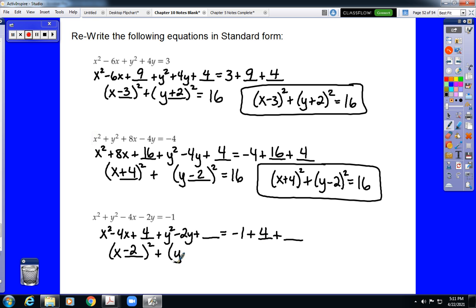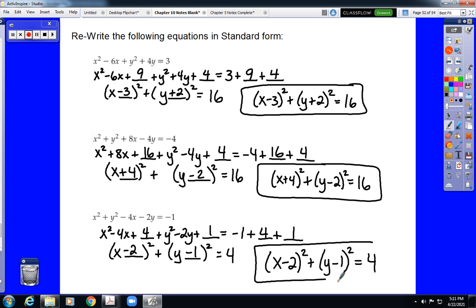Plus y. Negative 2 divided by 2 is negative 1. Square it is positive 1. Don't need to write the plus now that I think about it. Let's get that cleaned up. There we go. 1 and 1. Add these 3 numbers up. That is 4. So that one would be x minus 2 quantity squared plus y minus 1 quantity squared equals 4. That does it for the third video.